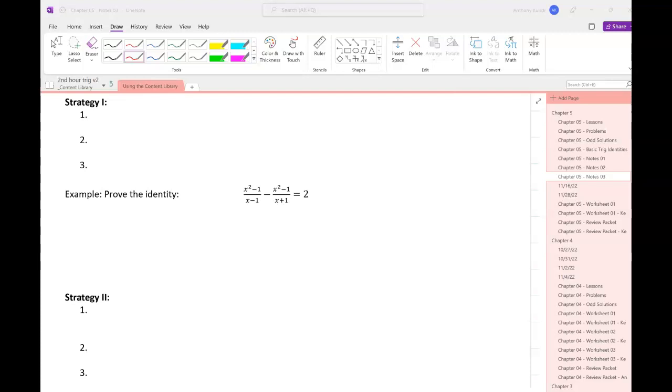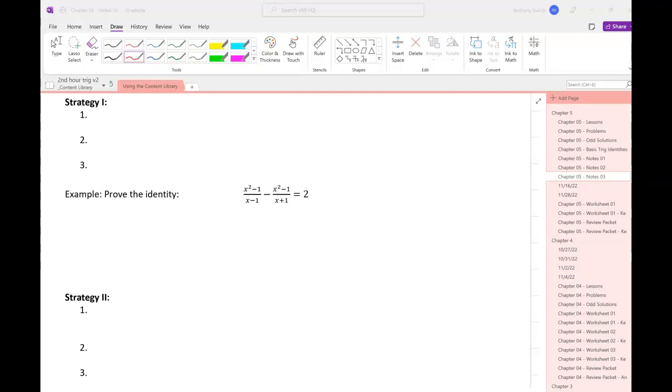So what I'm doing right now is I'm filling out this notes number 3. If you wanted to follow along on your OneNote, that's fine. If you're just taking notes, that's cool too. Whatever floats your boat. I'm just letting you know what I'm doing right now.